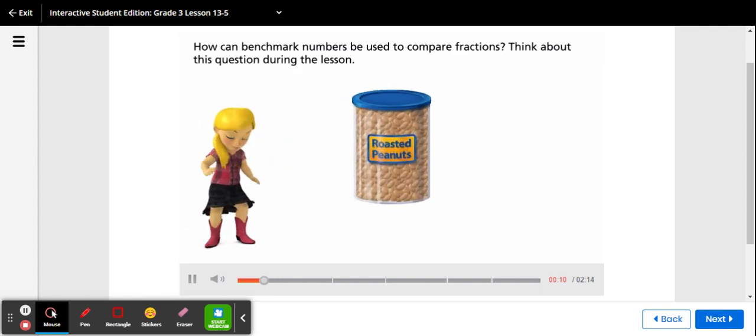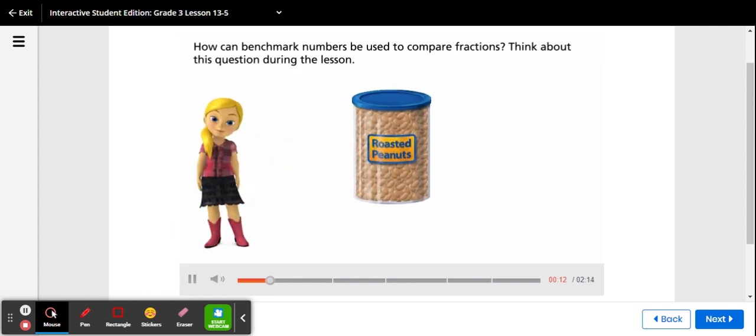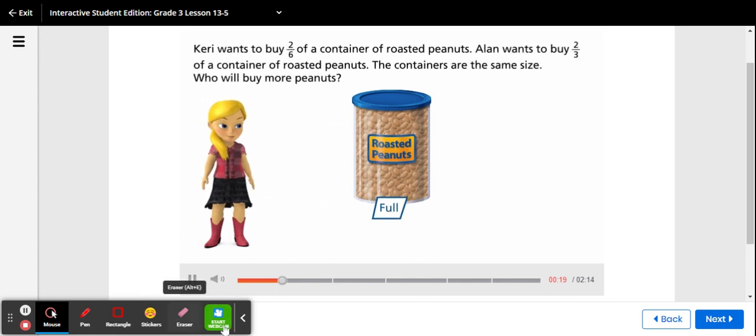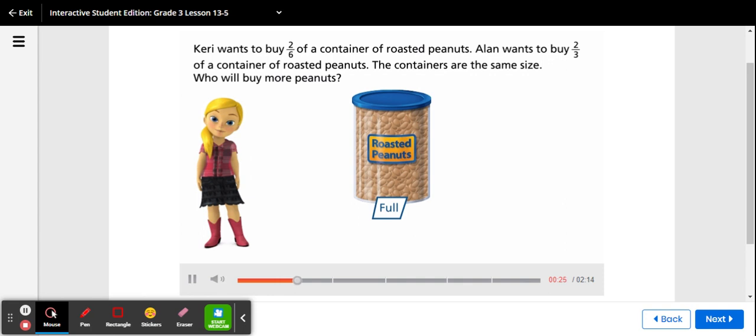How can benchmark numbers be used to compare fractions? Think about this question during the lesson. Carrie wants to buy 2/6 of a container of roasted peanuts. Alan wants to buy 2/3 of a container of roasted peanuts. The containers are the same size. Who will buy more peanuts?